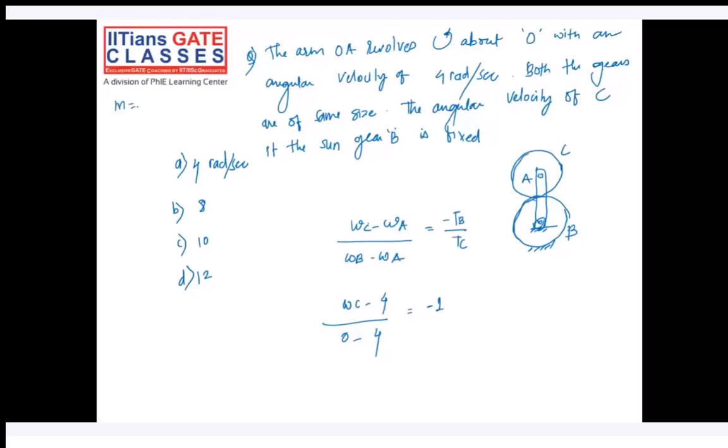Whenever two gears are in mesh with each other, their module has to be the same, and if the diameter is the same, then the number of teeth are also the same. That is what is given in this question indirectly. So that's why I am writing minus 1 directly. Minus 1 into minus 4 will become plus 4, then this minus 4 goes to that side, 4 plus 4 becomes 8. So option B, 8, is correct in this case.